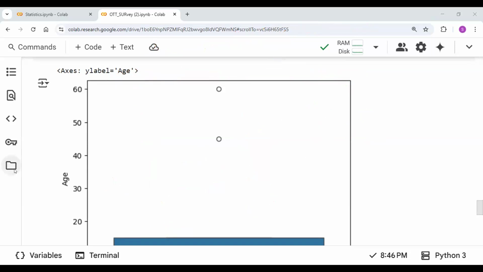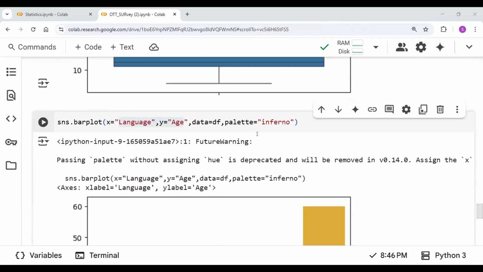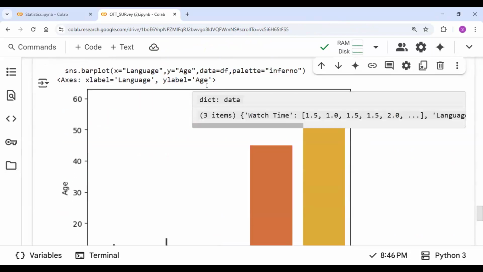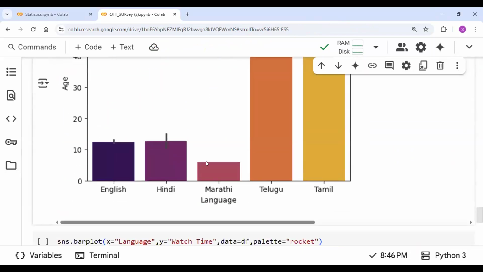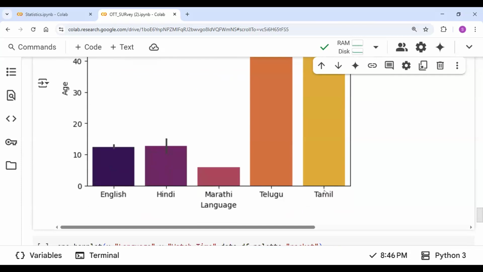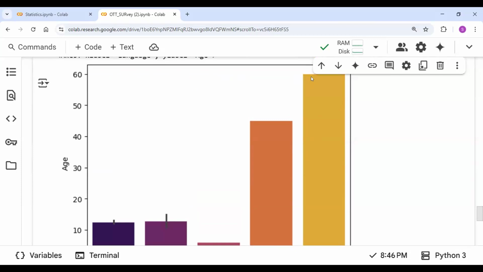So histogram, box plot and all, it's a univariate analysis. Right now it's a bivariate analysis, the combination of the relationship between the two features, like language and age, for this data, bar plot. So you can get which language actually has the most number of values. Tamil language. This is going to show you the interpretation. Tamil is showing the topmost language which has been watched by the users.